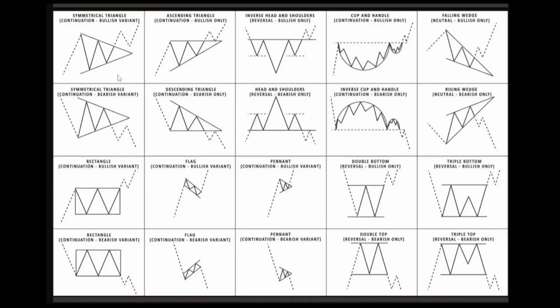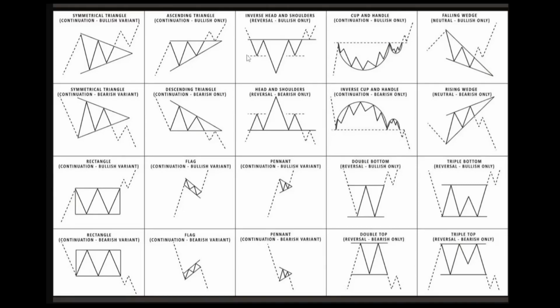Starting here at the top, we have the symmetrical triangle, which is a bullish continuation pattern. As you can see, the stock goes up, gets a consolidation pattern here, and then it gets its breakout to the upside. Moving on, we have the ascending triangle. Same kind of thing here, but as you see, the top trend line is horizontal instead of coming down here. And as you can see, it does get its breakout to the upside as well.